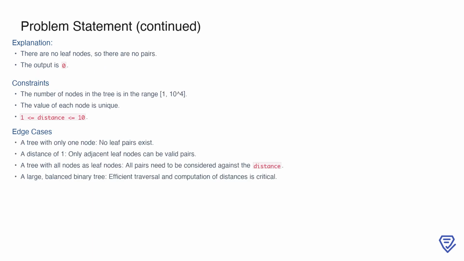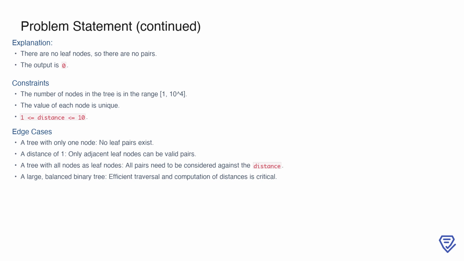In the final example, the binary tree is represented as root equals 1 with a distance of 2. Here, the tree consists of just one node, which is the root itself. Since a leaf node is defined as a node with no children, this tree has no leaf nodes. Without any leaf nodes, there are no pairs to consider, so the output is 0.